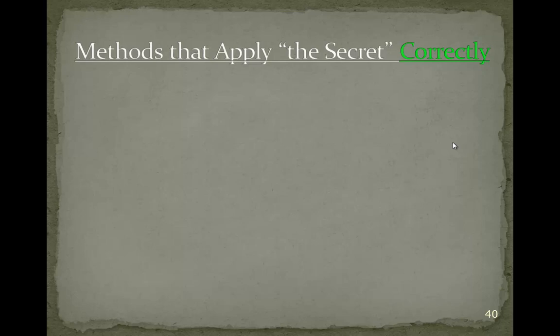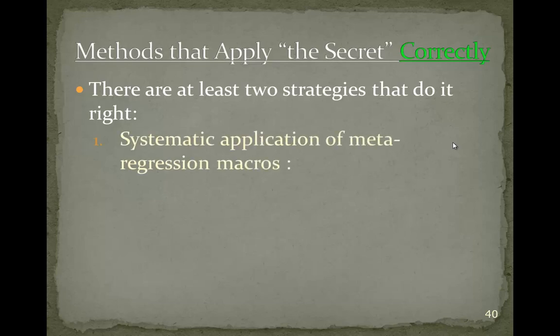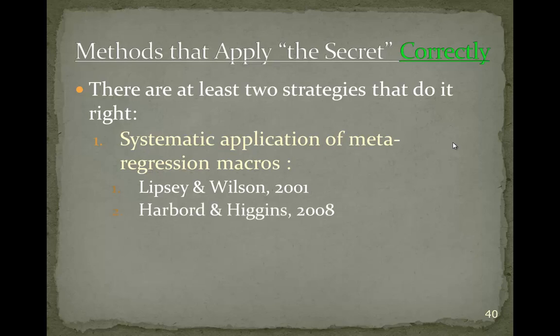So how do you do this? Let's talk about some ways to apply the secret correctly. There are at least 2 that do it right. Systematic application and meta-regression macros would do. Lipsey and Wilson's can be used for this. It's a little harder. Harbord and Higgins' version can do it directly. And also metafor for R by Viechtbauer.